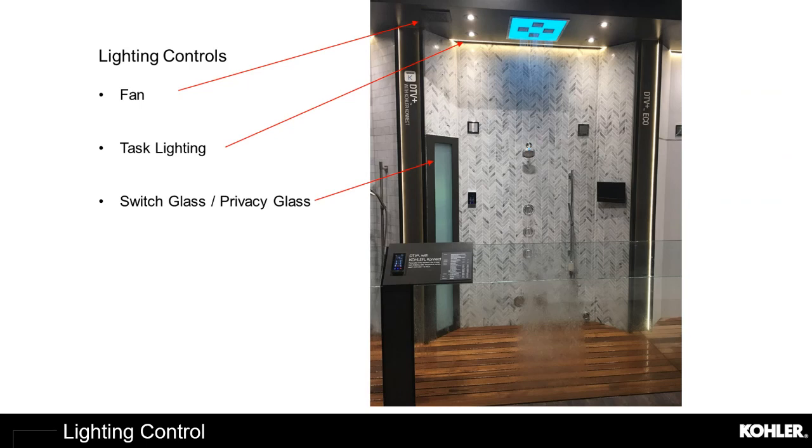Simple control also gives us ability to do things like controlling a fan, that exhaust fan that maybe we forget to turn on when we get in the shower. All that moisture is building up. We need to exhaust that moisture. We can simply use the interface to turn on that fan. We can use task lighting in the space, and even partner with third-party products to turn them on and off for heated towel bars, and in this instance, switch glass or privacy glass. So great flexibility to enhance the user experience.